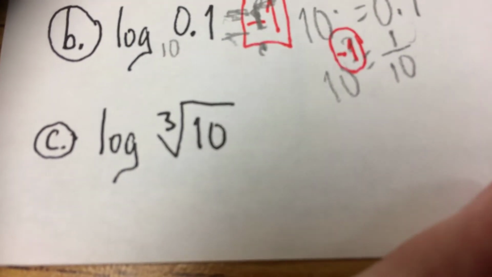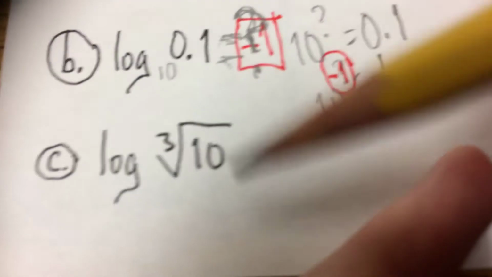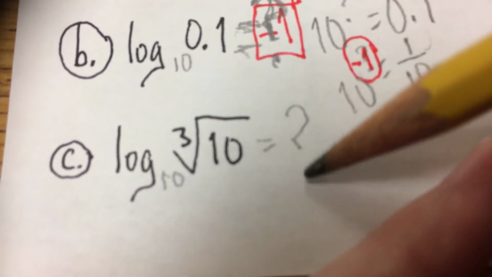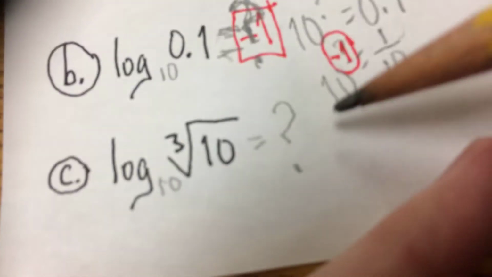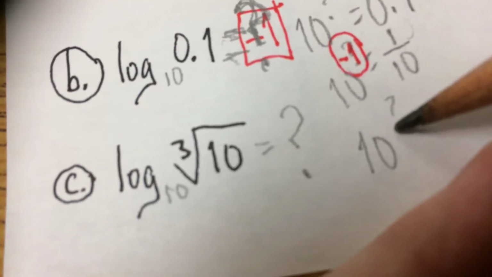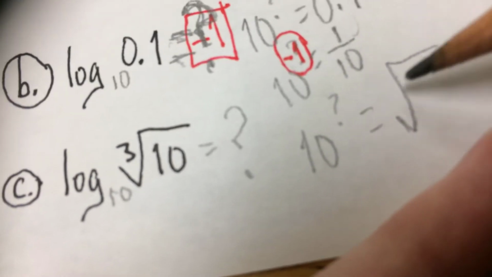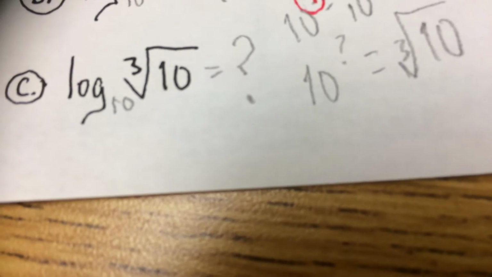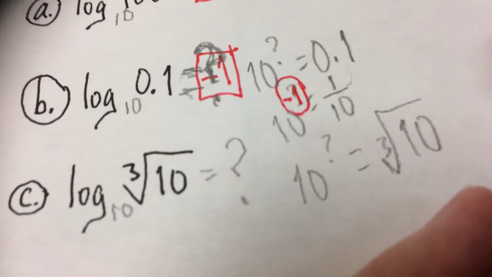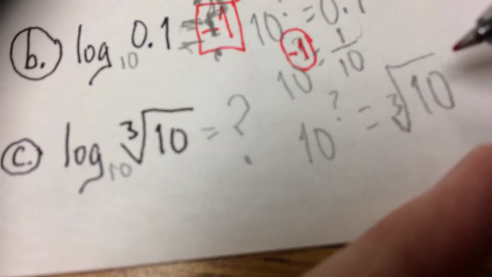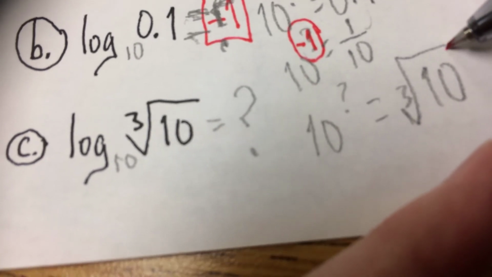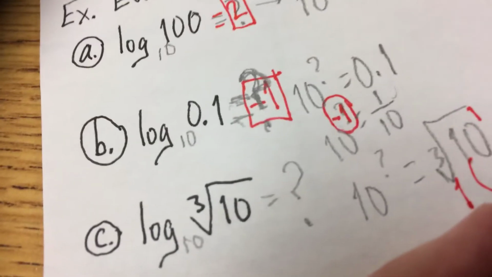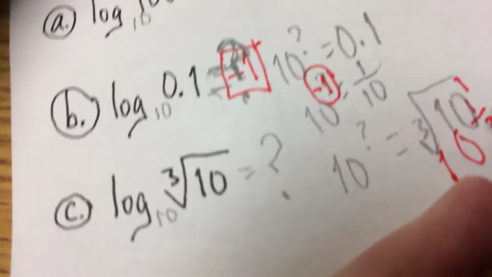And the last one we're going to see is log of the third root of 10. Again, there's no base, but we have a base of 10. We're trying to find out what it equals. If we rewrite that, it's going to be 10 to what power equals the third root of 10. Any root that we have will just go into the denominator of the exponent. Like this is 10 to the first power, so it's going to be 10 to the 1 over 3.